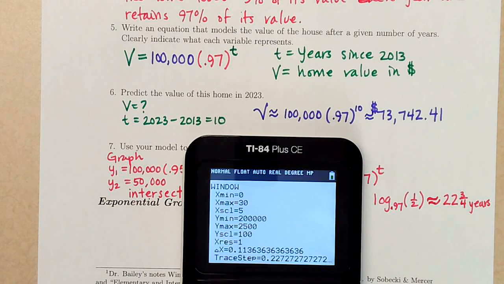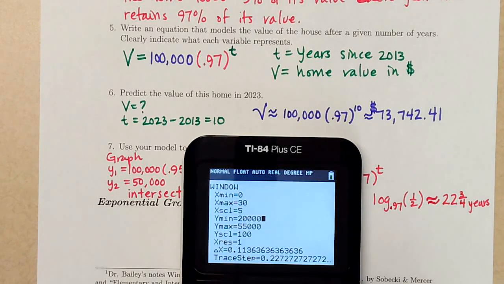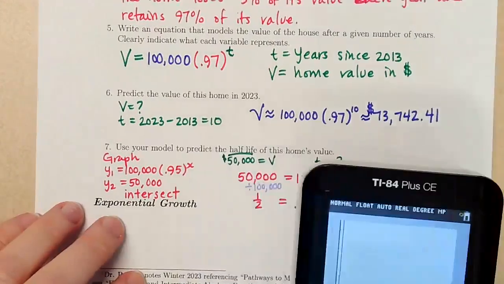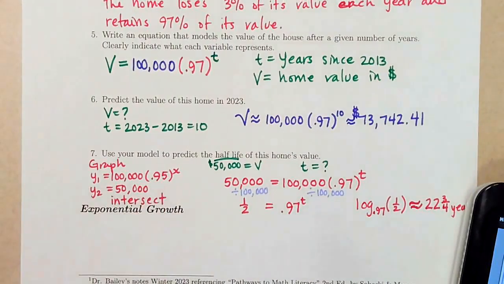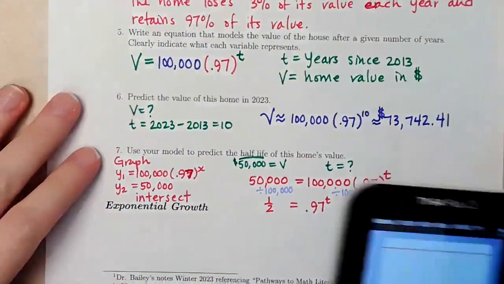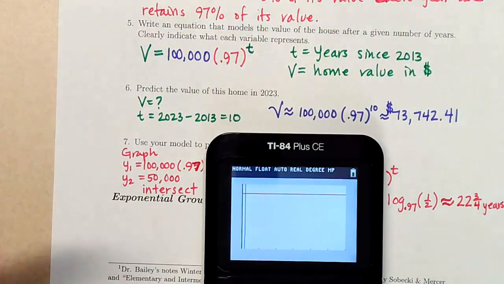And let's make that be 55,000. Okay. Graph. Oh boy. Oh, biscuits. What did I do? Hey, shouldn't that be 0.97? Yeah. Well, okay.